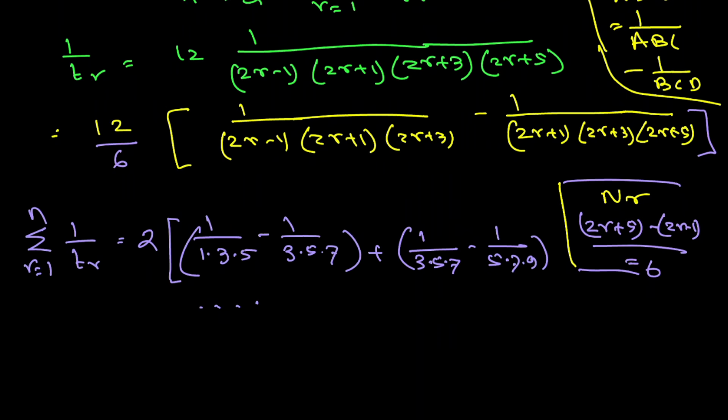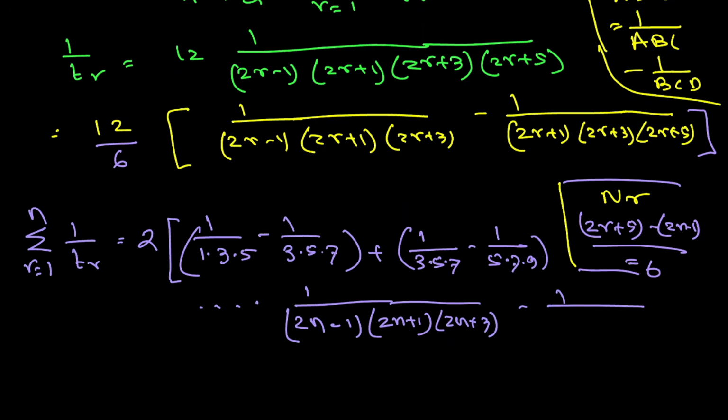So, finally, what is coming? 1 by (2n minus 1). So, in place of r we have to put the value of n. (2n plus 1)(2n plus 3) minus 1 by (2n plus 1)(2n plus 3)(2n plus 5). So, this is our total calculation. Now, I am going to the cancellation, same as this. Otherwise, directly we could put here the first term minus last term. Okay, so much calculation is not needed.